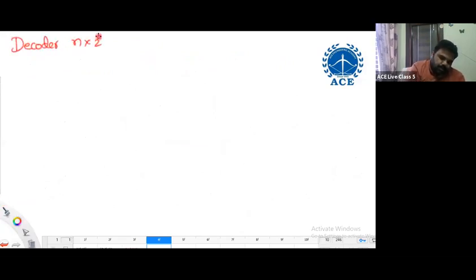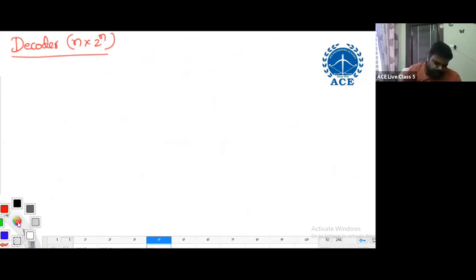N inputs to 2 power n outputs. What is the decoder's functionality first of all? And what is the use of this? All this let us try to understand. So a decoder has n inputs and 2 power n outputs.